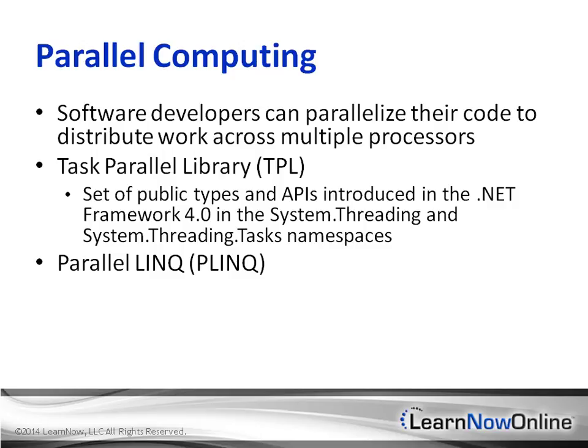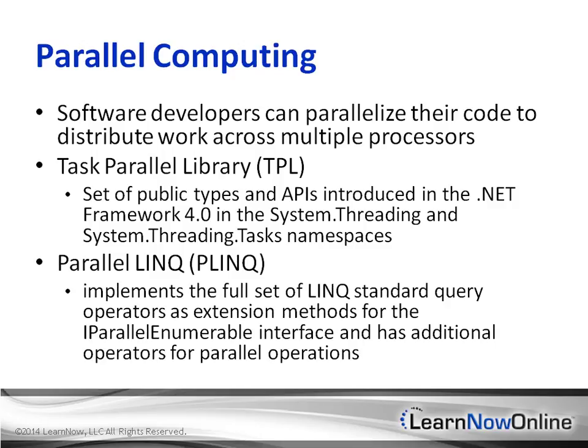And it is literally as simple as going through and marking a return set from a query as parallel. And the runtime then knows that it can use the Task Parallel Library to run that alongside other things. So it implements the full set of the LINQ query features, and it is for the IParallelEnumerable interface.